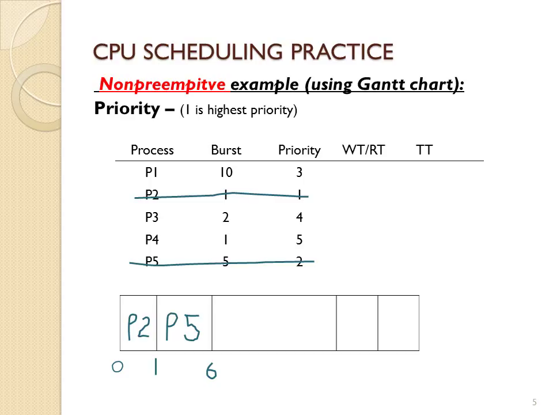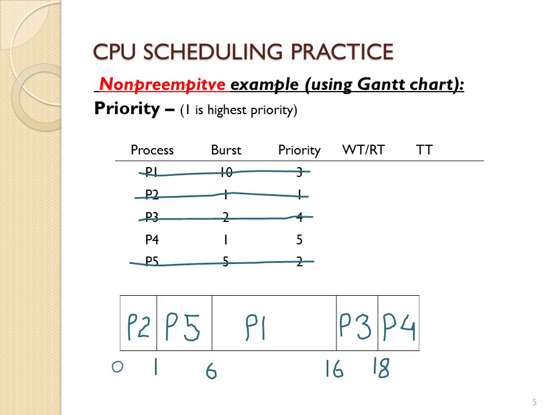Now the current time is 6, so if we take a look, the next one to go will be P1 until time 16. And now the current time is 16. We will run the next priority, which is P3, until time 18, followed by P4 until time 19. Now, since we have 100% CPU utilization, if you add up all of the bursts, it should equal 19.